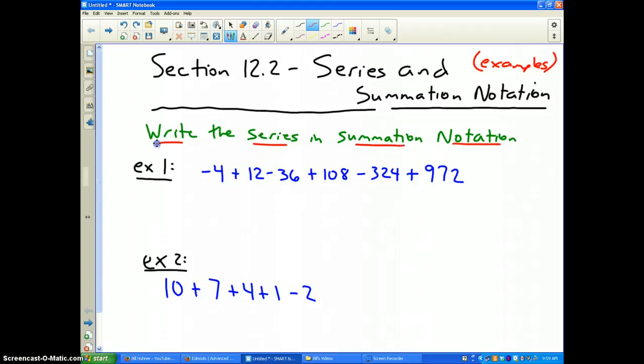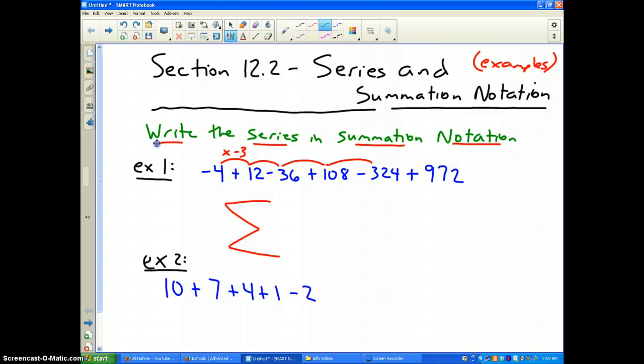So in example 1, I have the series -4 plus 12 minus 36 plus 108, etc. The first thing you've got to do when you write it in summation notation is put down the letter Σ. And then what we need in the parentheses is the explicit formula that creates this series. So I have to find the pattern. What is the pattern between the numbers? Well, -4 to 12 to -36, upon close inspection, you're multiplying by -3.